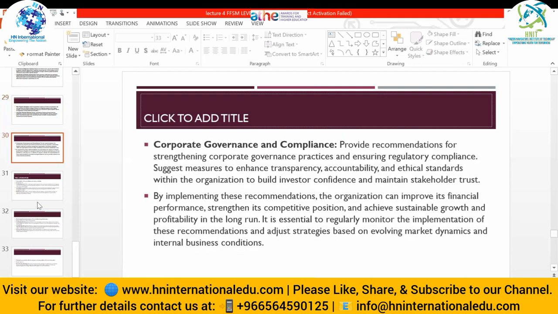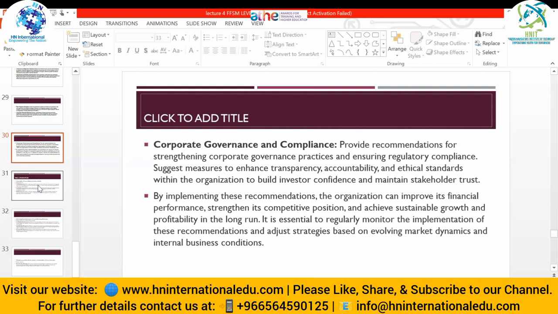Then corporate governance and compliance. Provide recommendations for strengthening corporate governance practices and ensuring regulatory compliance. Suggest measures to enhance transparency, accountability, and ethical standards within the organization to build investor confidence and maintain stakeholder trust. And this can only be achievable by providing them the correct reports and making your organization efficient enough that they provide correct and authentic data reports to the stakeholder bodies.